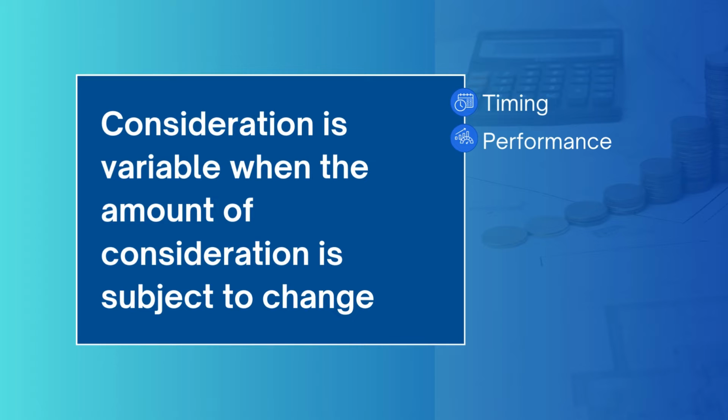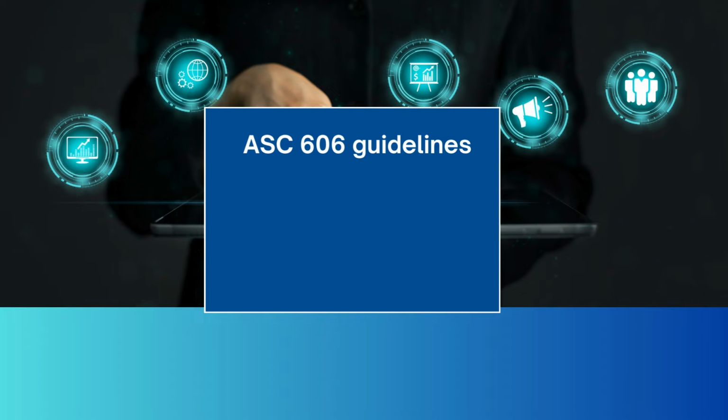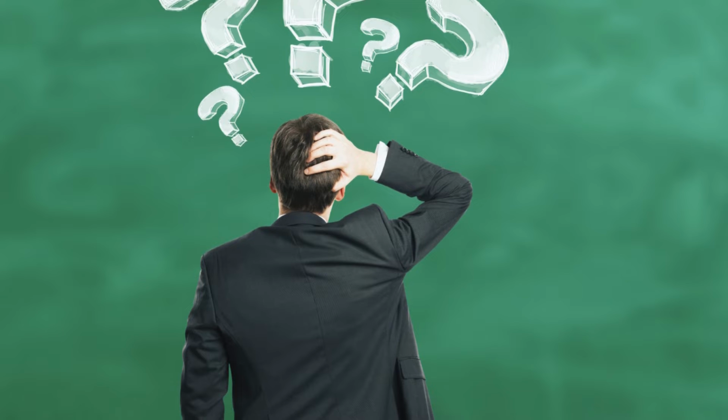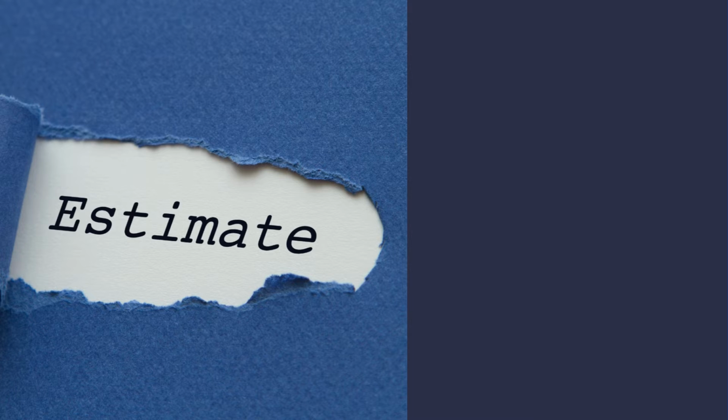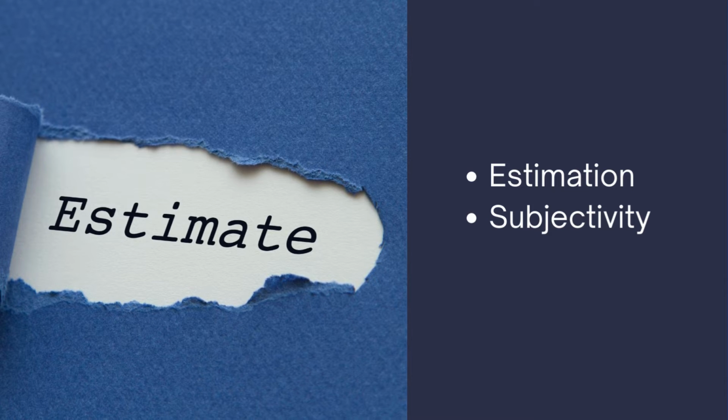When we talk about variable consideration, we're talking about items such as a discount. Now, when you give a discount, you can have a dynamic discount, which means that the more a customer orders, the bigger the discount is. So under 606 guidelines, when you sign a revenue contract, at that point in time, you don't know exactly how much you are going to order. So what the guidance forces you to do is actually estimate. And this is where the estimation and the subjectivity of the new model comes into play.